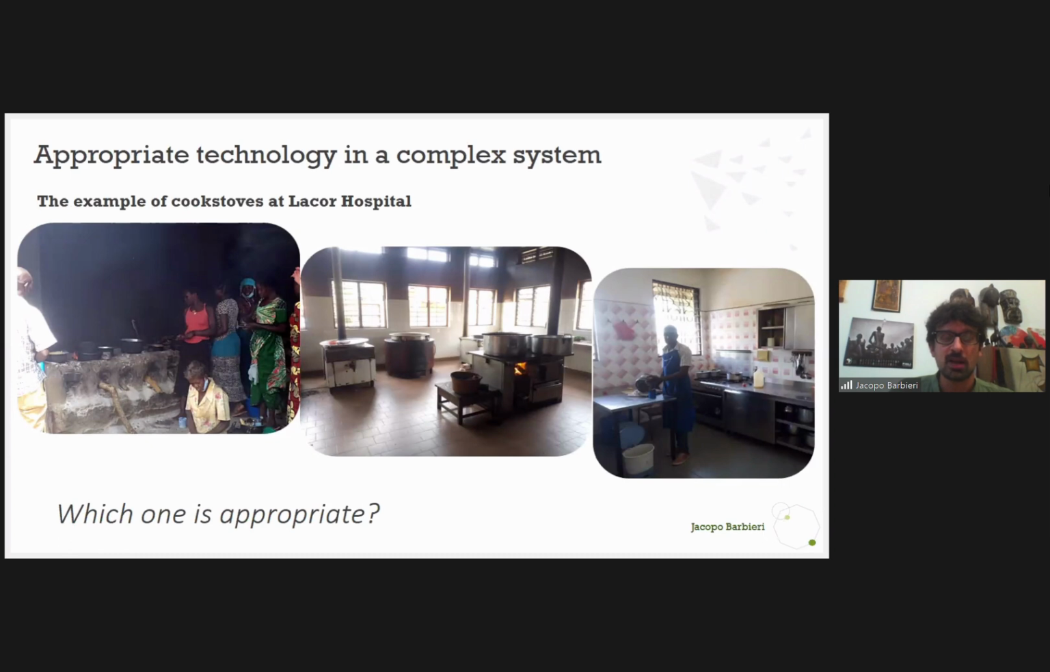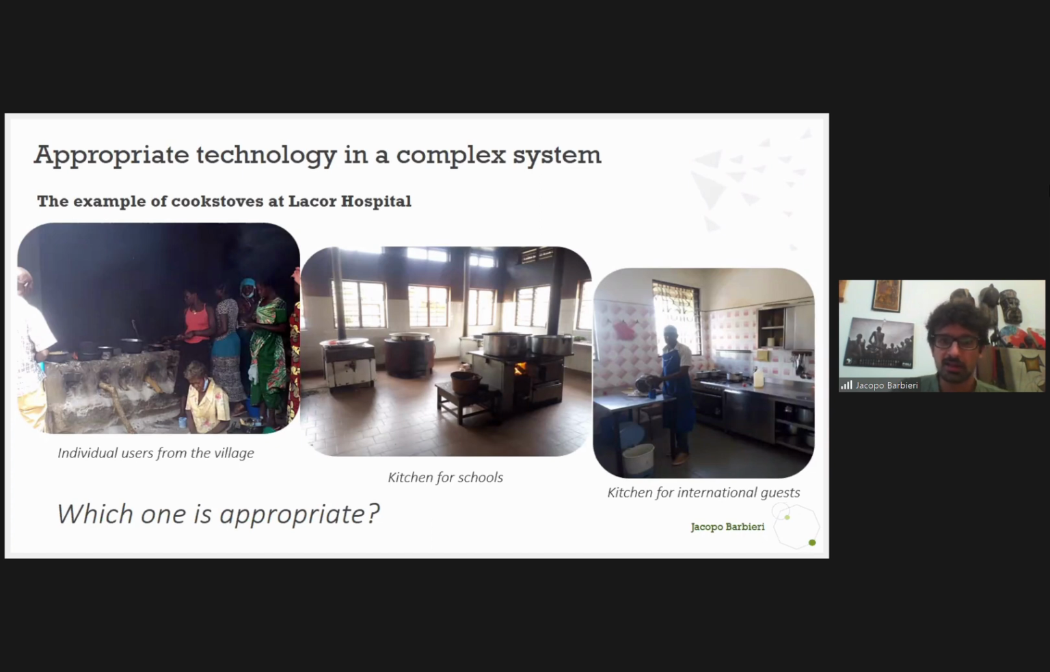wood. Now, going back to the concept of appropriate technology, I want to pick specifically the example of cook stoves to ask you something. All these three types of technologies for cooking are actually used in the compound of Lacor Hospital in different places. Now, which one is the appropriate one? If you haven't got the concept of appropriate technology, there is no clear answer to this, or at least we don't have enough elements so far to say that.